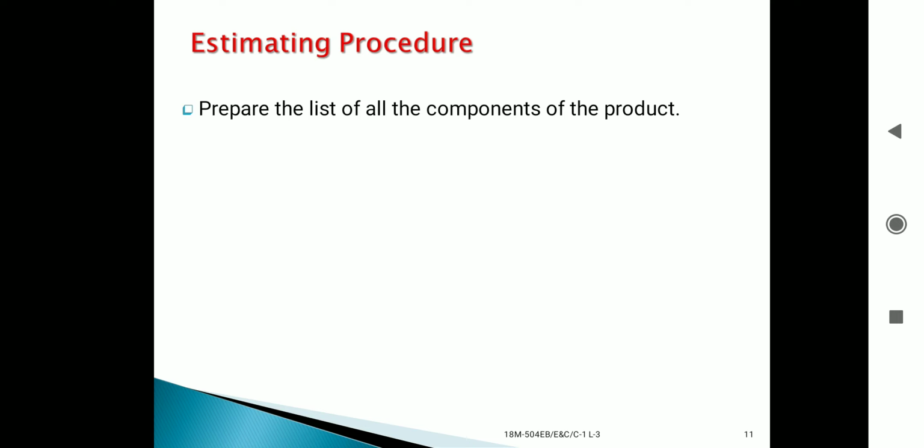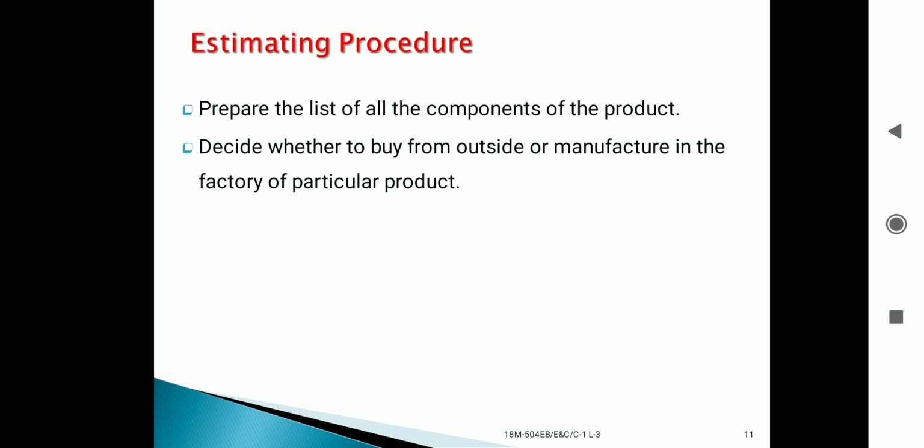How many sensors are to be used, how many batteries, what are the chips, what type of plastic, what type of glass; we need to list it. Next, decide whether to buy from outside or manufacture a particular product in the factory.